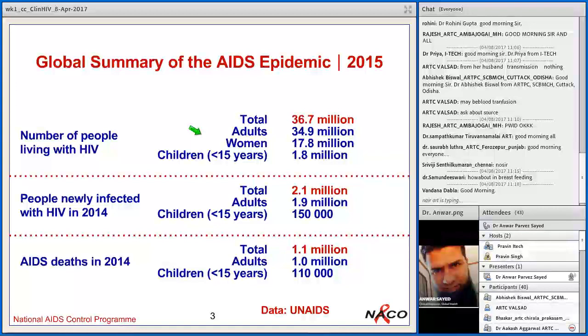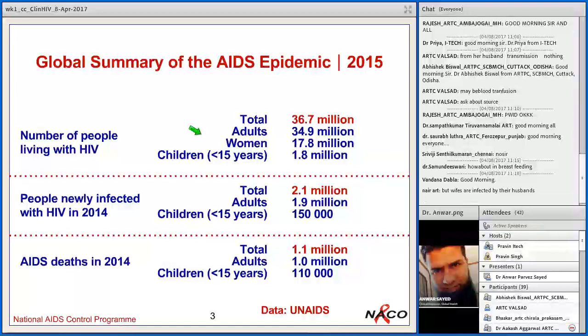New infections, like I said, the other term, incidence, is nothing but the number of new cases happening in a population in a given time. So in 2014, the new infections are 2.1 million per year. AIDS related deaths are 1.1 million. Now this prevalence changes either when new infections are added to this population or when deaths happen in this population, which reduces this number. Our objective at present is that we don't want people to die, obviously, so deaths should be minimized, and new infections should be minimized.